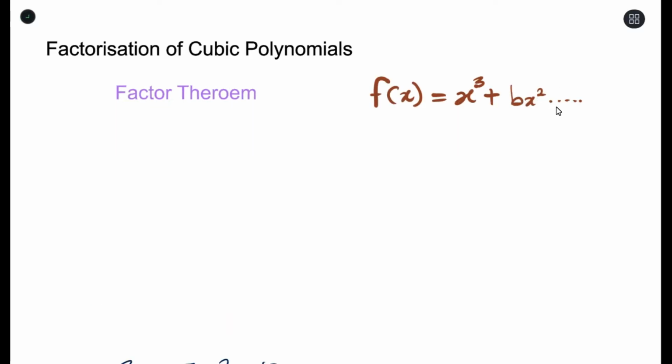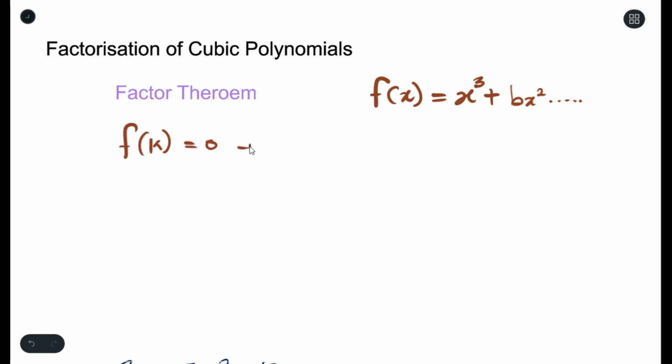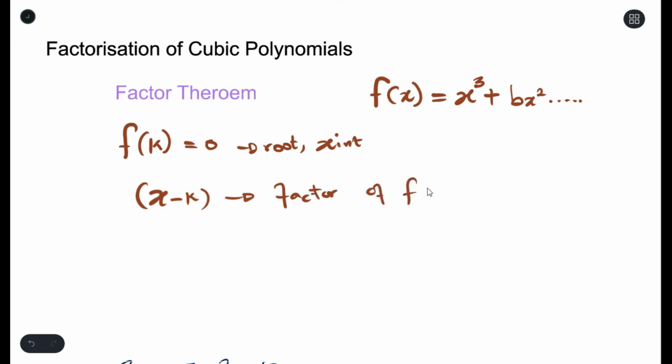We normally use factor theorem to help us factorize a cubic polynomial. The concept of factor theorem is finding a value that when you substitute into our function, it gives us 0. That value can be written like this, and we'll represent this as the factor of the original equation. There are different ways to factorize cubic polynomial. We're going to talk about 3 of them.